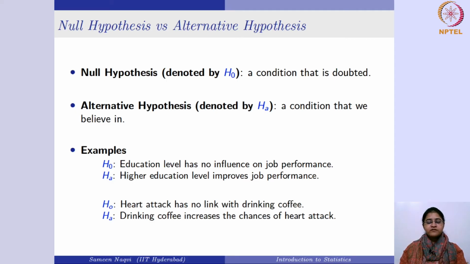Whenever you have any given situation, you first have to think of two criteria. You have to think about the condition in which you believe and the one in which you doubt. And the moment you are able to identify that, you can quickly write down the null and the alternative based upon that, as you can see in these two examples as well.